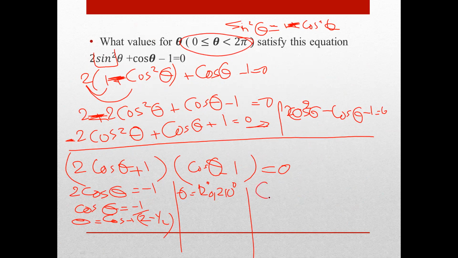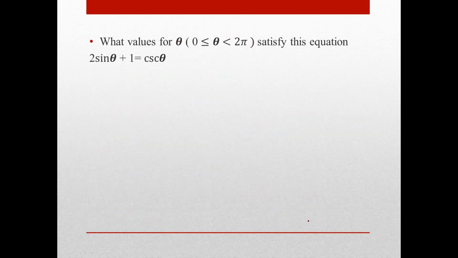The second one, cosine theta equals 1. So theta is cosine inverse of 1. At which angles is the cosine 1? At angle 0 and 2 pi. But 2 pi here is not included, so at 0 only. Now, look at the last one here. Find the values of theta from 0 to 2 pi that satisfy this equation.